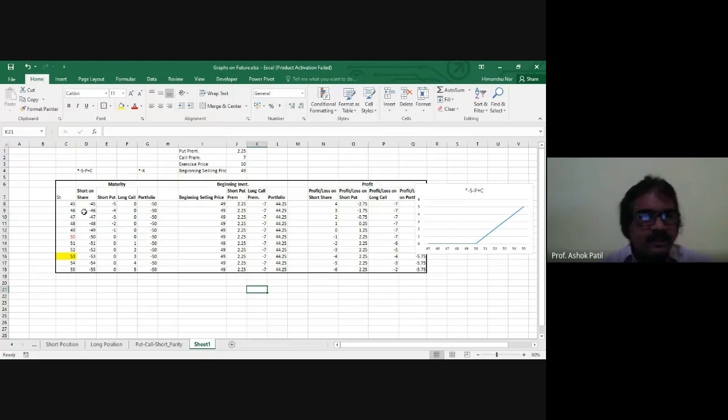Just select these three columns separately. This is the X column. This is your long call position at maturity payoff, and this is your profit and loss. Now insert the column, I mean, insert the figure.